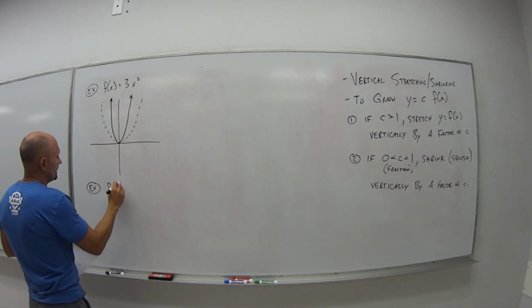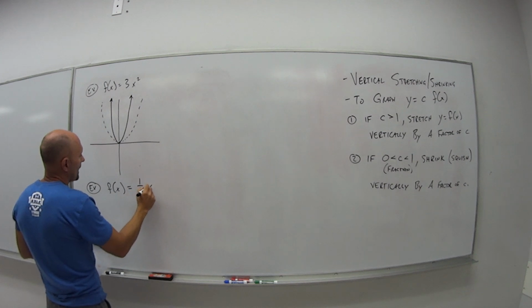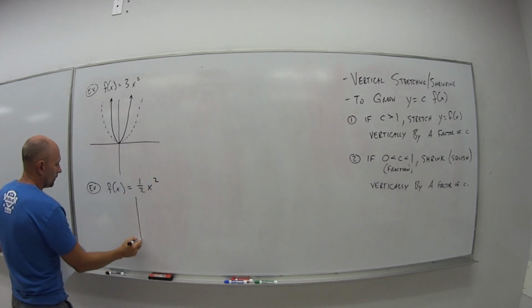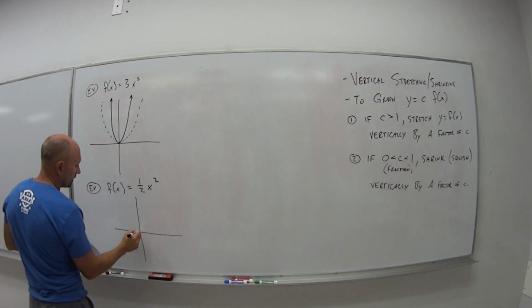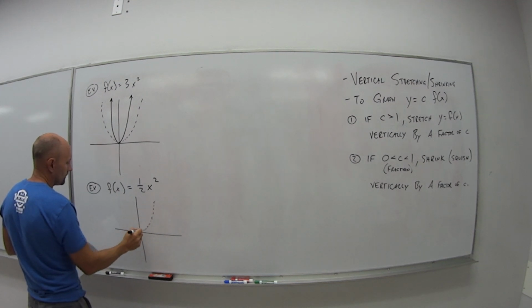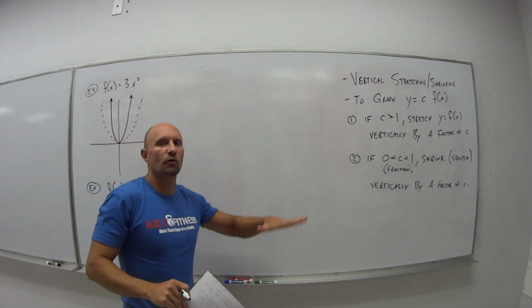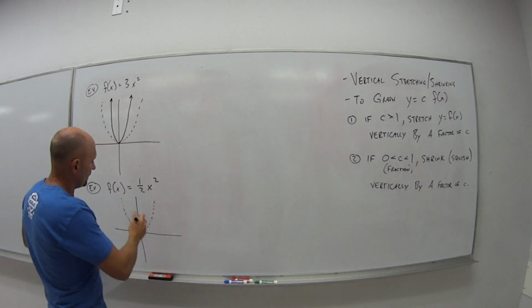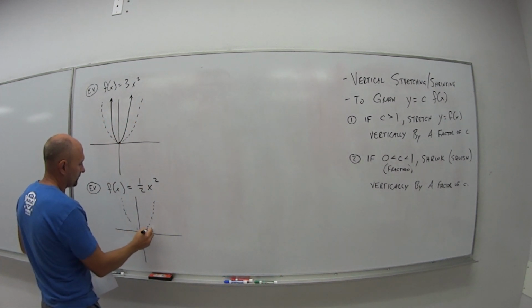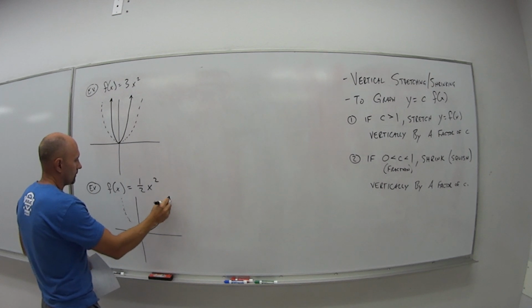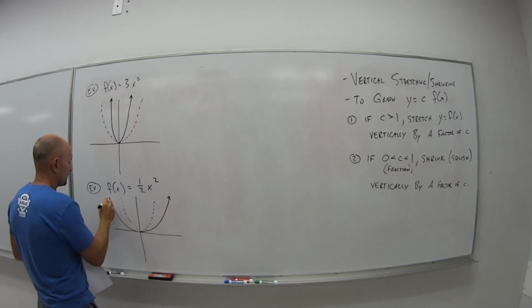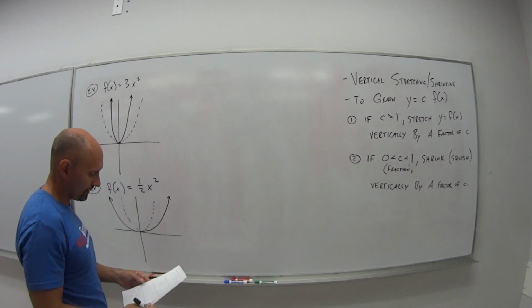And similarly, if I have f of x is equal to 1/2 x squared, well now, instead of the normal parabola looking like so, it squishes it, or it gets pushed down so that it's only growing half as fast. So it's going to look something like that.